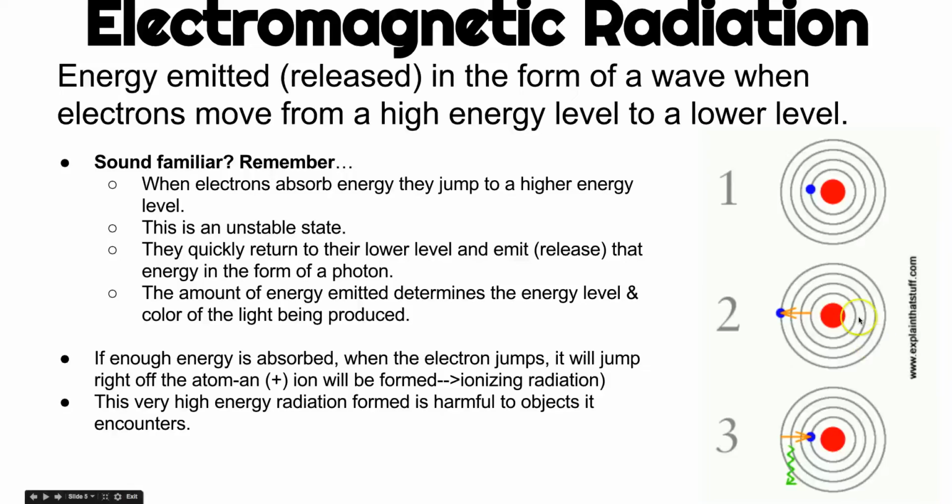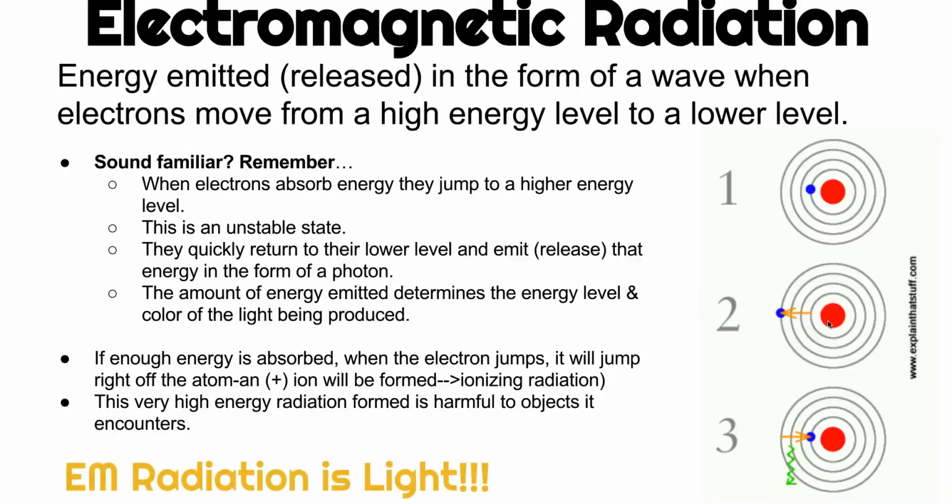Now, if enough energy is absorbed by the electron, when it jumps up, it will actually jump right off of the atom itself, causing the atom to become a positively charged cation. If the electron leaves the atom, then I have more positive charges in my nucleus, so an ion has been formed. In this process, ionizing radiation will be produced by the atom. This is a very high energy radiation, which is harmful to any object that it encounters.